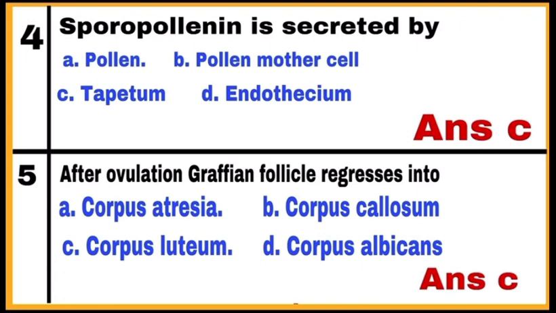Question 5. After ovulation, Graafian follicle regresses into. Graafian follicle after ovulation transforms to corpus luteum, which secretes large amount of progesterone essential for maintenance of the endometrium. So here mark C as a correct answer.